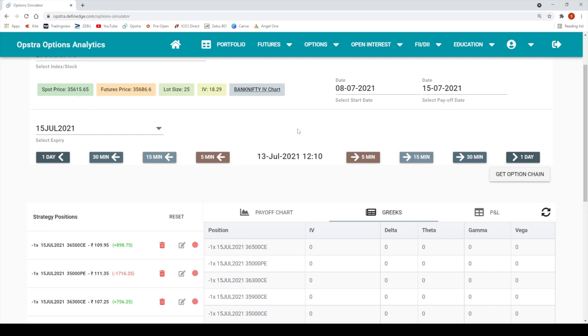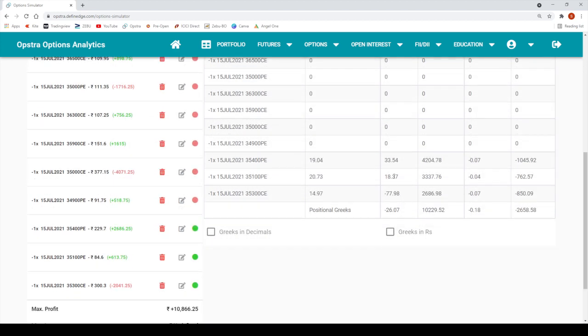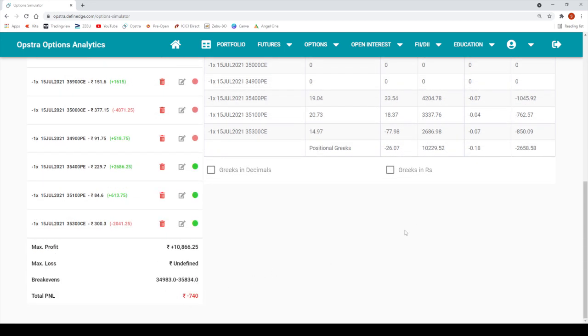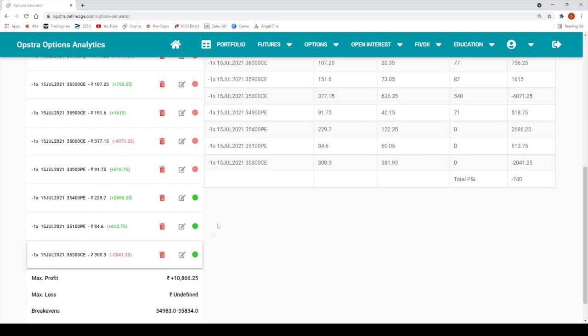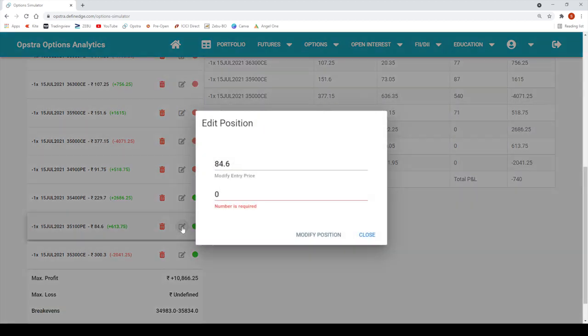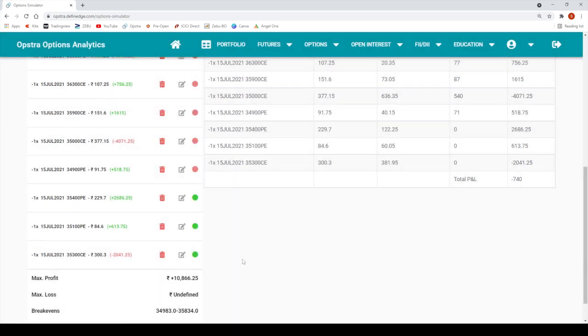35,600. The market keeps on increasing. So again mismatch happened. Okay, 740 loss. So now what we will do? We will close 3500 put and we will move to at the money. So 3500 put trading around 60 rupees.